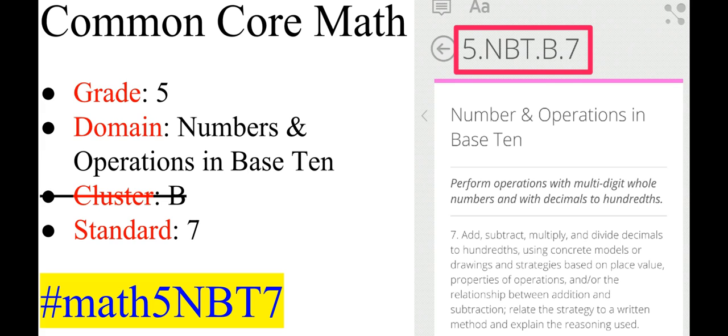This is how I have been hashtagging the Common Core Math 5th grade objective for adding, subtracting, multiplying, and dividing decimals. Grade 5 domain is numbers and operations in base 10. Notice we do not include the cluster A, B, or C, because when we communicate Common Core Math objectives, most educators do not include the cluster letter. And finally, it's standard 7. This is hashtag math 5NBT7.